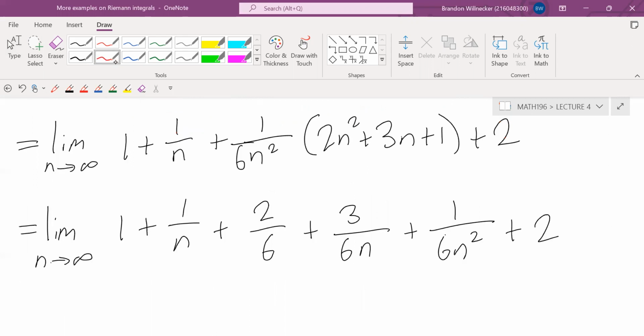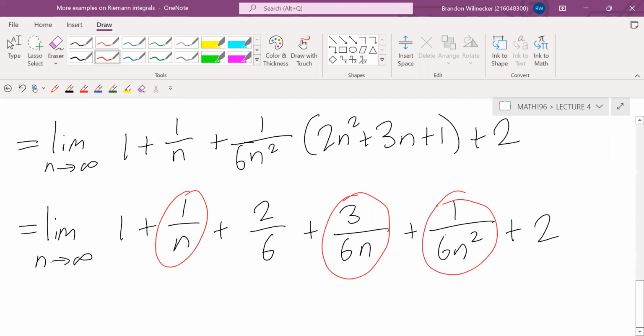Now we just look at all of the terms that contain an n. So the second term has an n, the 3 over 6n, and the 1 over 6n squared also has an n. Now, in all three cases, the n is at the bottom. So remember, as n gets very, very large, the fraction gets very, very small. So in the limit, as n goes to infinity, these three fractions are going to go to 0.